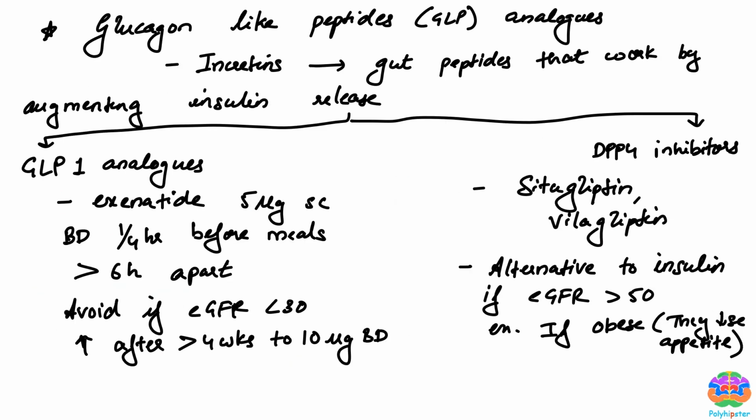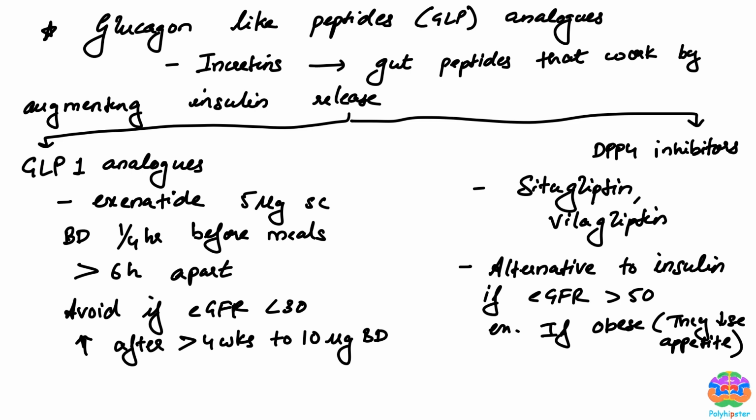Next category of hypoglycemic drugs include glucagon-like peptide or GLP analogs. Their main action is by increasing the activity or effect of incretins. Incretins are gut peptides that work by augmenting insulin release. So these agents mimic the action of natural incretin hormones, effectively stimulating insulin secretion from the pancreas when the blood glucose levels are elevated, and therefore they are considered as incretin mimetics.